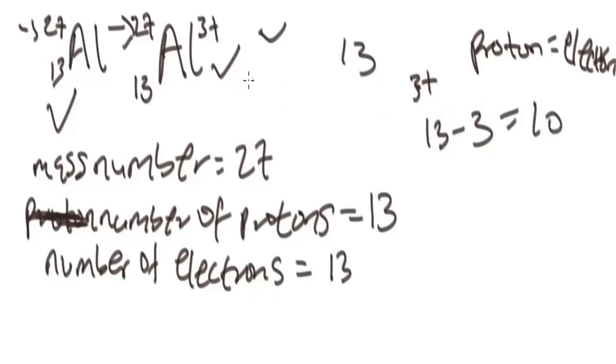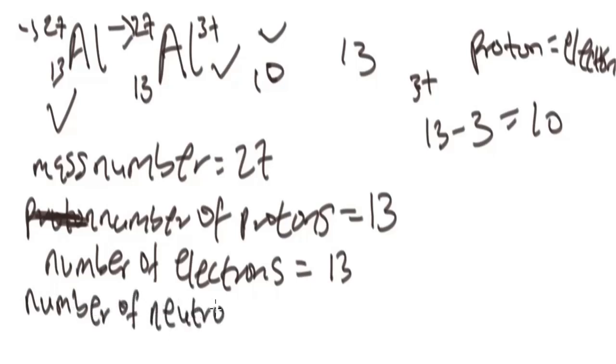So the number of electrons in this second atom, this charged atom, will be 10, because the atom is giving out 3 electrons. So 13 minus 3 will give you 10. Whereas the number of neutrons will be the mass number, 27, minus the atomic number 13, which gives us 14. So both atoms will have the same number of neutrons.